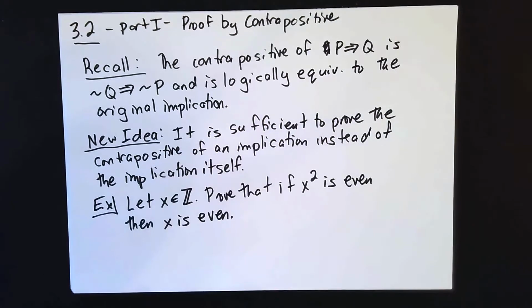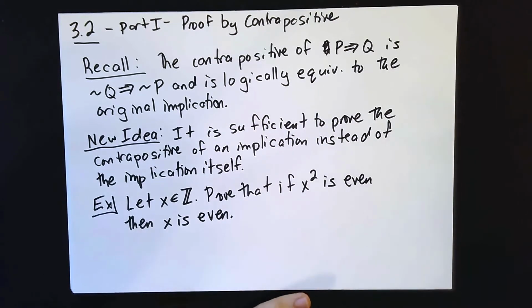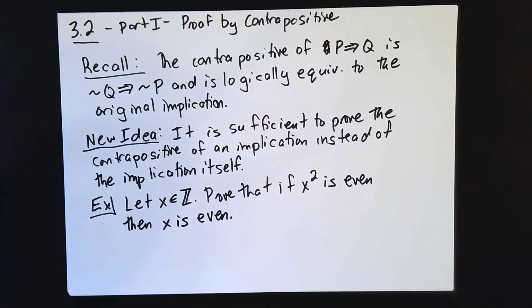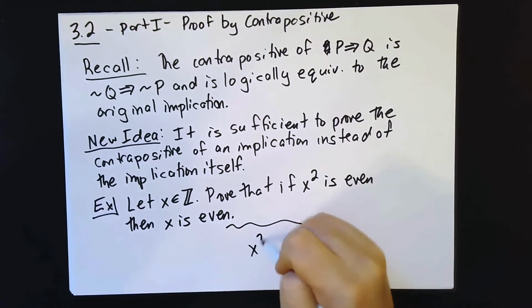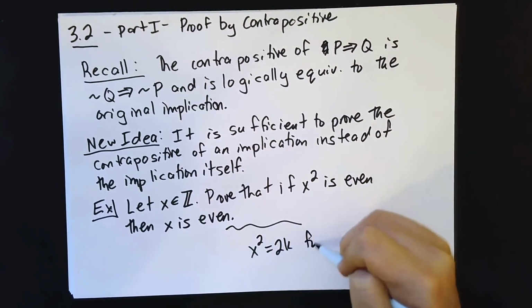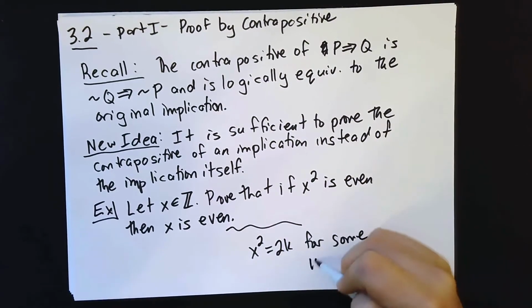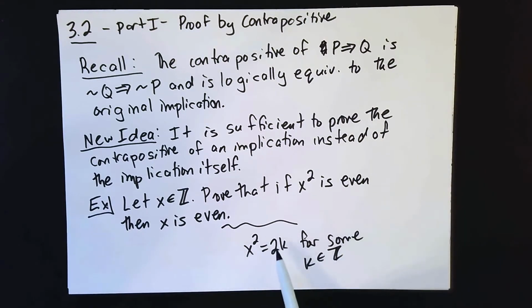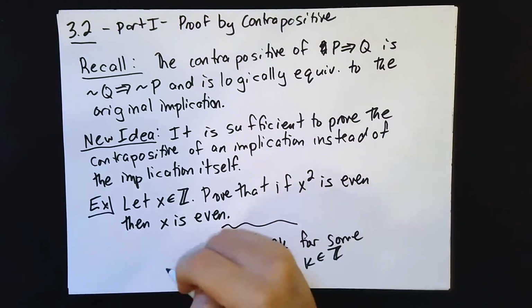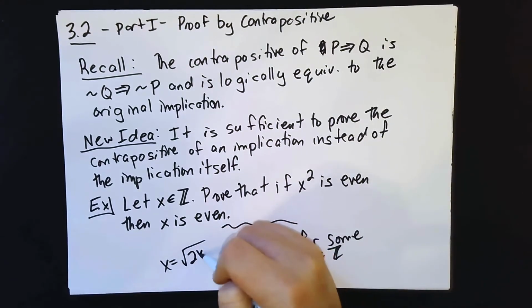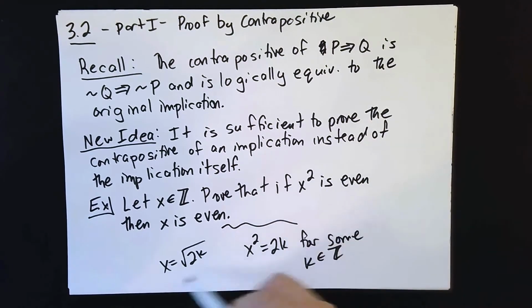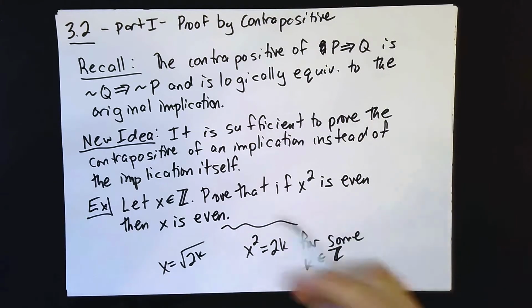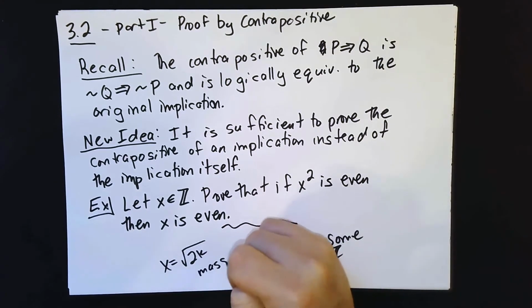So let's let x be an integer. And let's prove that if x squared is even, then x is even. Now, if you try and prove this by direct proof, it gets kind of messy. Because what do you get? You learn that x squared is 2k for some k in Z. And then somehow you're trying to say something about x, so maybe you try taking a square root, and now you get x is root 2k. But now this thing probably isn't an integer anymore, and so mass confusion ensues.